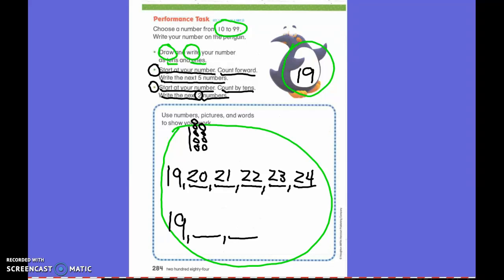Do you guys see how you should have 3 different things written on your paper? You should have your picture. Do you already have your picture done? Awesome. Then you should have start at your number and count by ones, 5 more. Then start at your number again, but this time we're going to count by tens. So you've already got 1 step done. You just need to do the next 2. Does anyone have any questions?